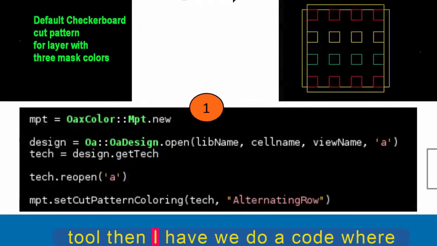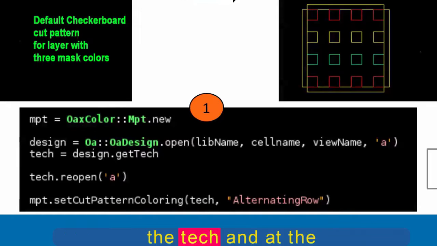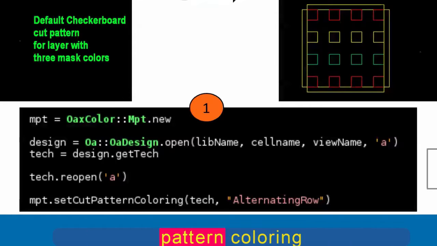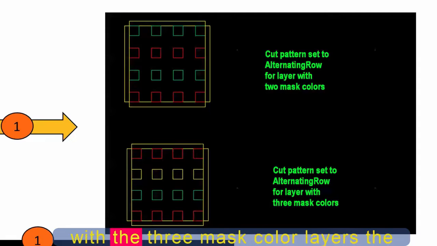Then we do a code where we create an instance of the MPT. We open the tech, and at the tech level, we set the cut pattern coloring to alternating row. Once we do that, on the right snapshot, you can see that for both the via arrays, the one with the two mask color layer and the one with the three mask color layers, the alternating row pattern has been applied.